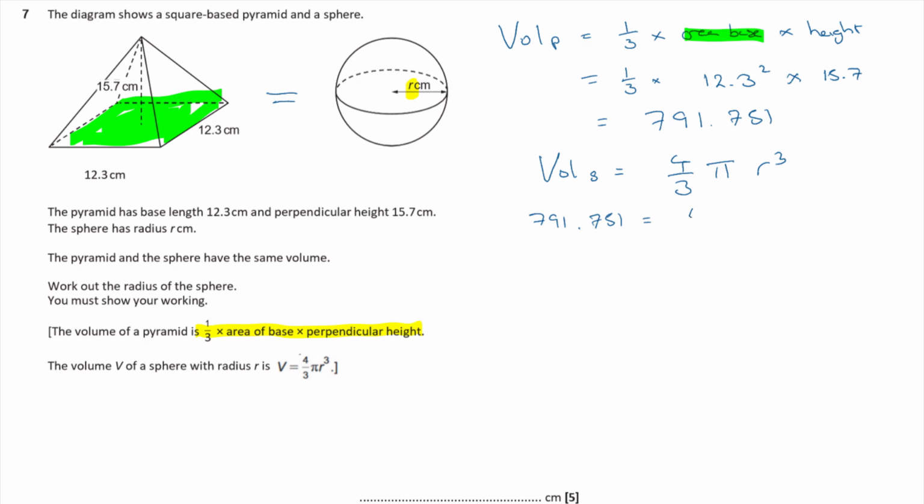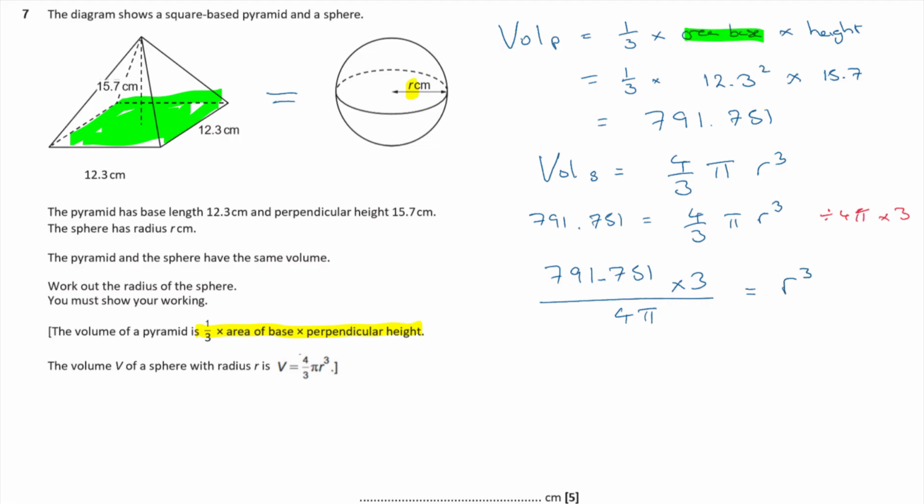So we're going to have to rearrange this to make r the subject. I'm going to multiply through by 3 and divide through by 4 pi. That will cancel those out on the left and the right, and then I'll get 791.751 over 4 pi times 3. The 3 comes up and the 4 pi goes down, and that is equal to r cubed.